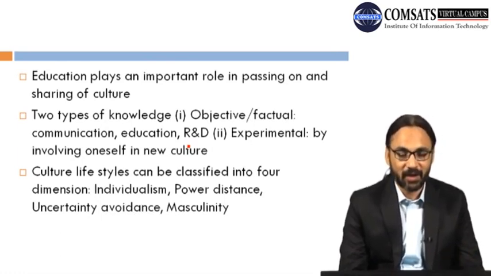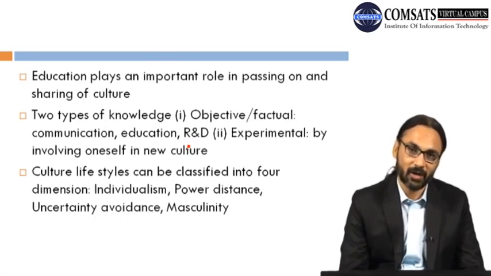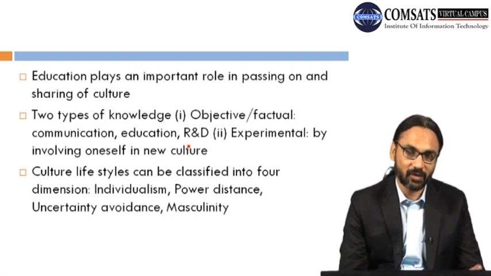Cultural lifestyles can be classified into 4 dimensions: individualism, power distance, uncertainty avoidance, and masculinity. These 4 dimensions were defined by the Hofstede model in 1969, and they define to what extent the people within countries are individualistic or collectivistic. Power distance means class system. Uncertainty avoidance means risk avoidance, to what extent they can take risk.